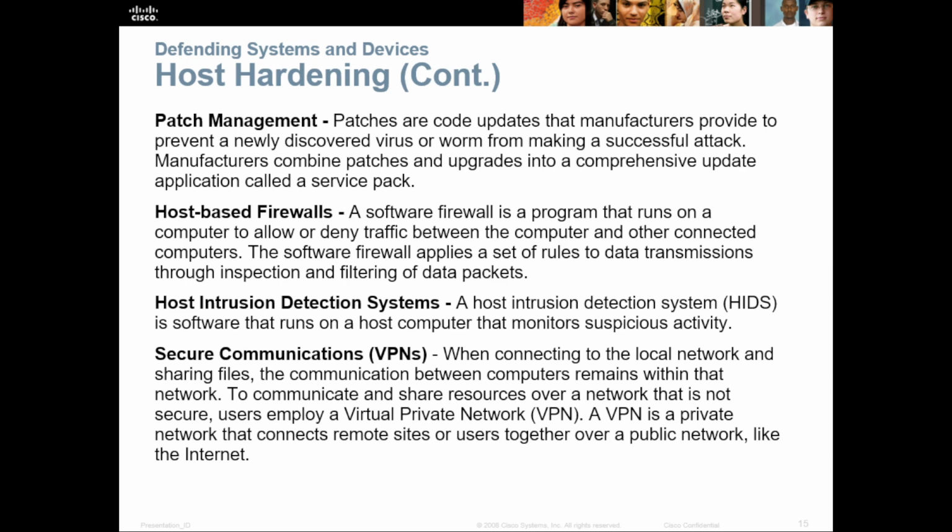Then we also have host intrusion detection systems. A host intrusion detection system is software that runs on a host computer that monitors suspicious activities. Then we also have VPNs. When connecting to the local network and sharing files, the communication between computers remains within that network. To communicate and share resources over a network that is not secure, you should employ a VPN. A VPN is a private network that connects remote sites or users together over a public network like the internet.